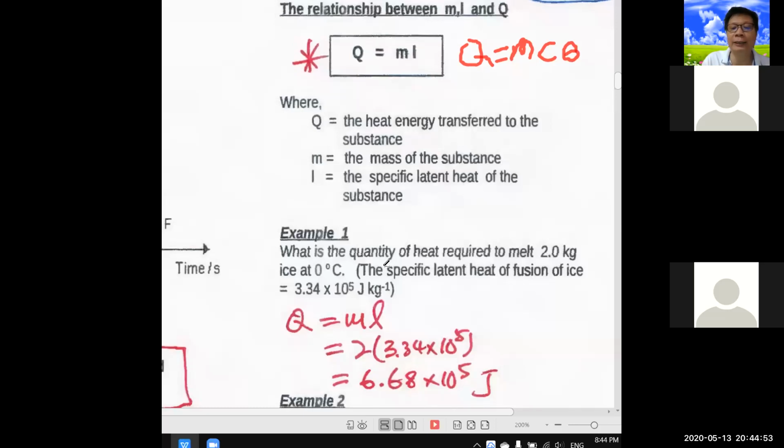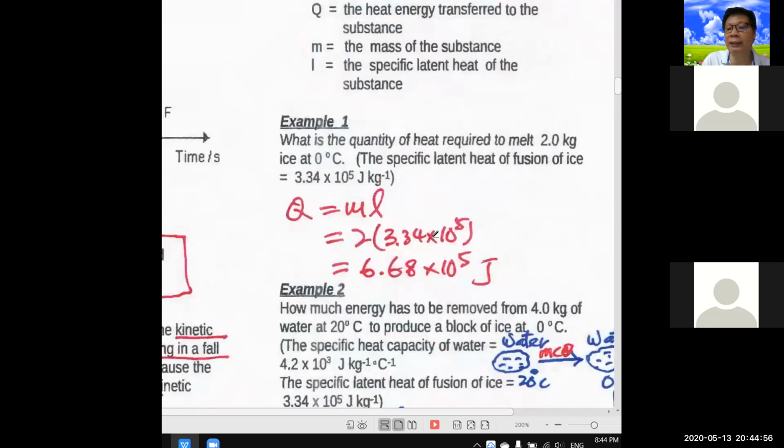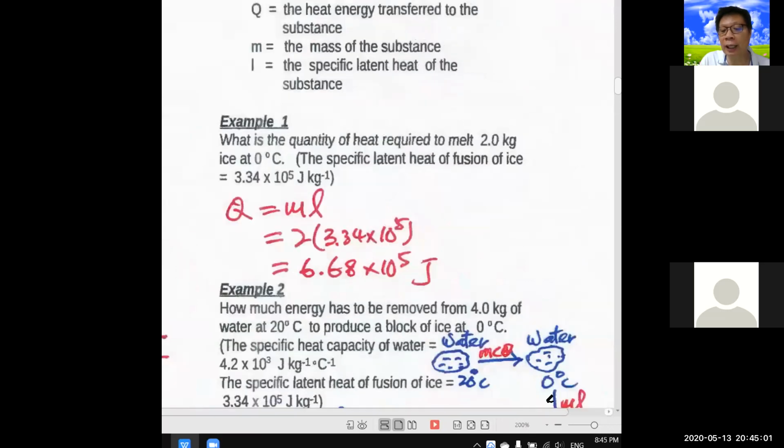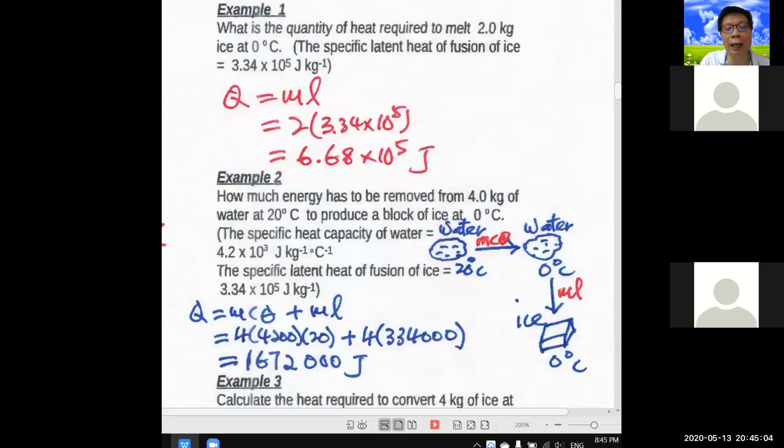Okay. All right, example 2. This one is a little bit more difficult. Let me explain the situation to you first. This question says something like this: How much energy has to be removed from 4 kilograms of water at 20 degrees to produce a block of ice at 0 degrees?